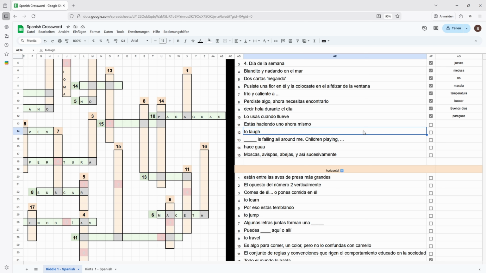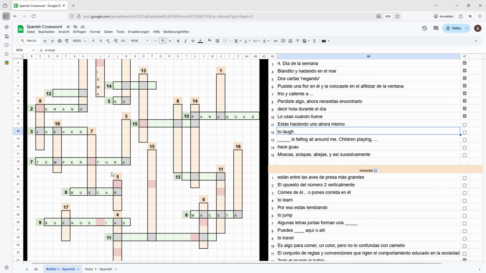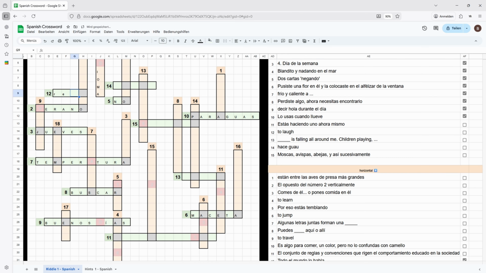I don't know what riddle is in Spanish, so maybe it is riddle. We'll go back there later. Maybe we'll find it there. Then we have to laugh. To laugh is reír. And that is 12. I think there's a dash upon the I and then an R.